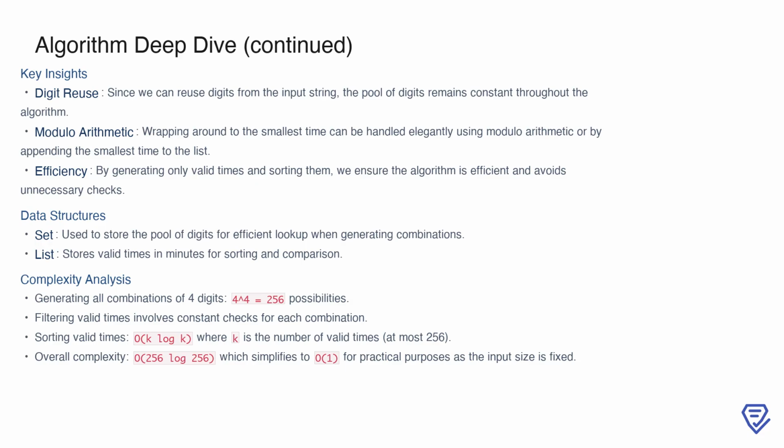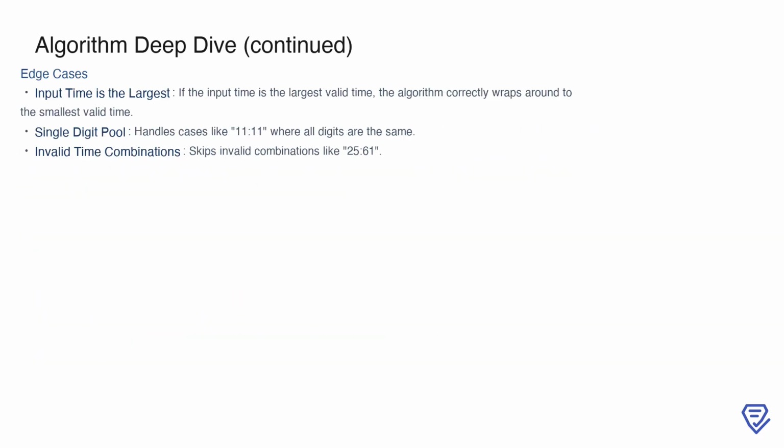From a data structure perspective, we use a set to store the pool of digits, ensuring efficient lookups, and a list to store valid times for sorting and comparison. The complexity of our approach is manageable because generating all 4-digit combinations results in at most 256 possibilities. Filtering valid times and sorting them is computationally inexpensive, making the overall complexity effectively constant for this problem since the input size is fixed. Finally, let's address some edge cases that the algorithm handles seamlessly.